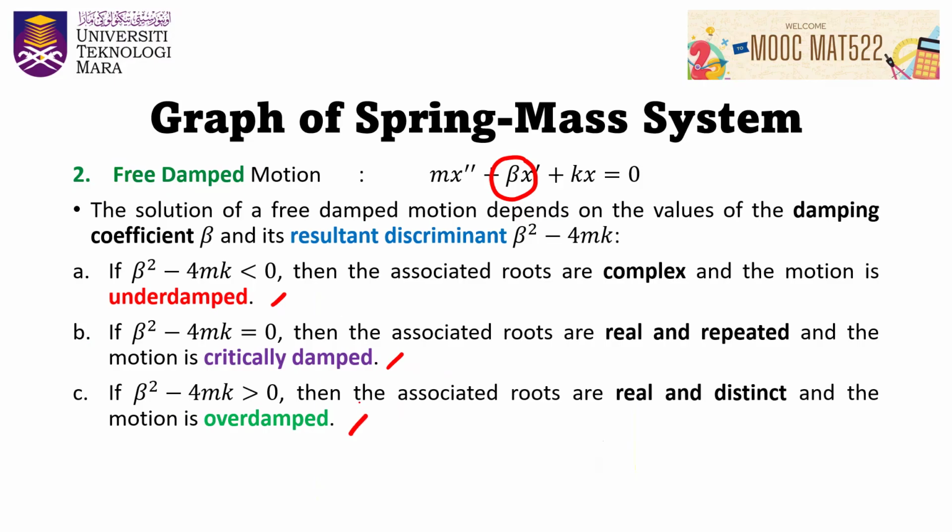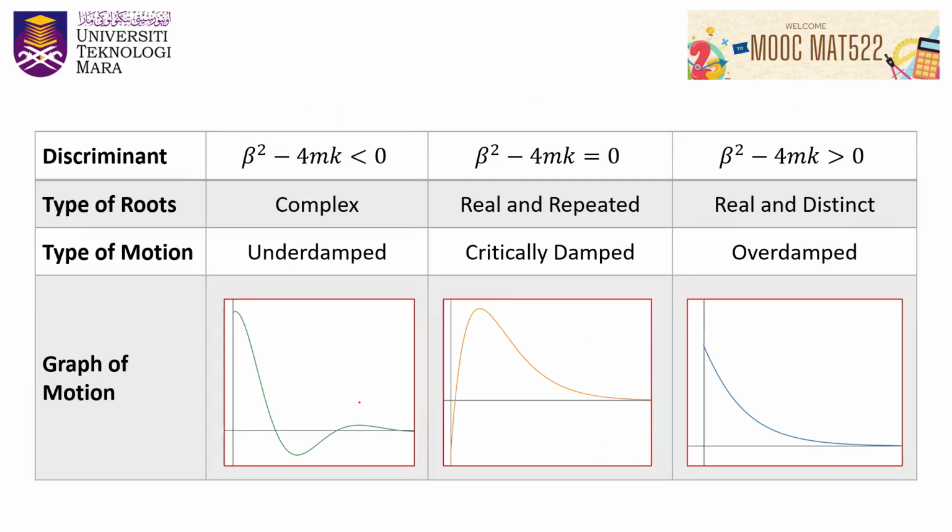Now, these three different types of free damped motion can be summarized into this table. Take a look at the underdamped, the critically damped, and the overdamped oscillation, how the graph of the spring mass system behaves.